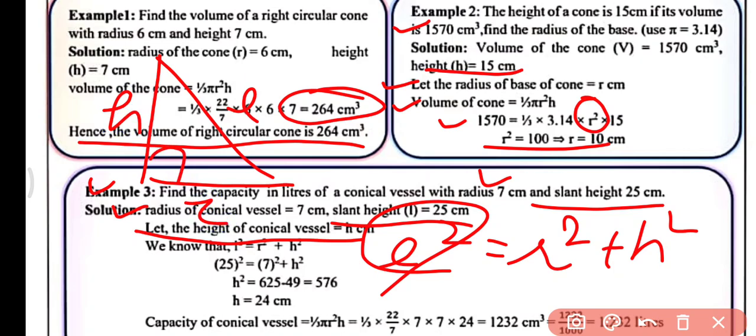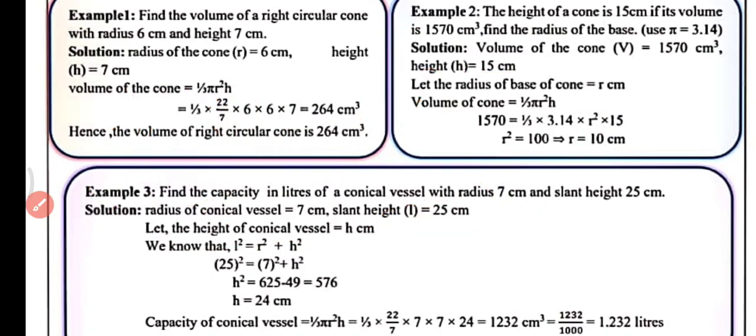So this is the hypotenuse of the right angle triangle. So you know, hypotenuse square equals base square plus perpendicular square, or you can say sum of squares of the other two smaller sides. So L square will be equal to R square plus H square. So put all the values, that is L and R here, we can find H, and H is 24 centimeter.